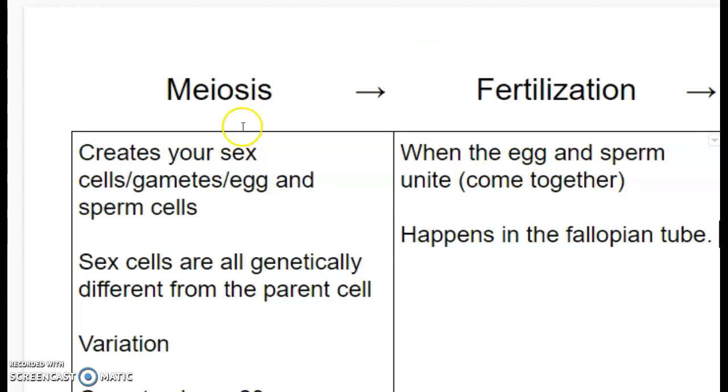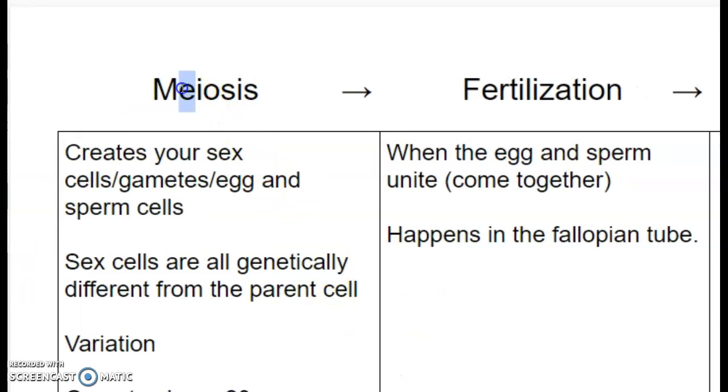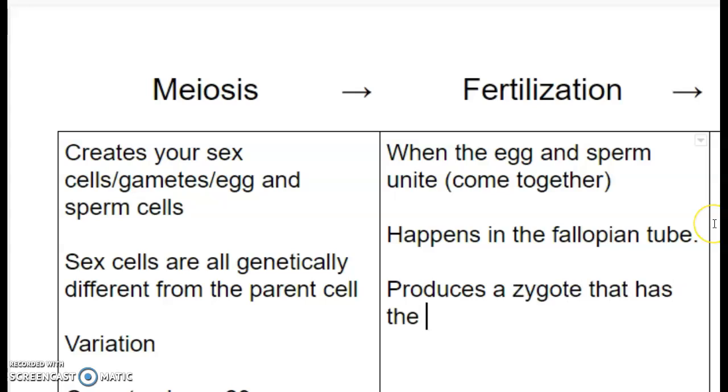Okay, so if you remember, one way I told you to remember meiosis produces egg and sperm cells. So egg, E-S, sperm, right? So meiosis produces egg and sperm cells. One way to remember that fertilization happens in the fallopian tube is because they both start with F. Fertilization, fallopian tube, okay? So this produces a zygote that has the full amount of genetic information.